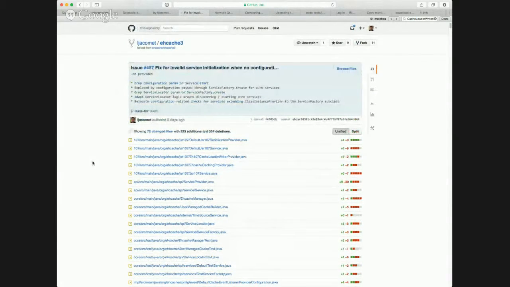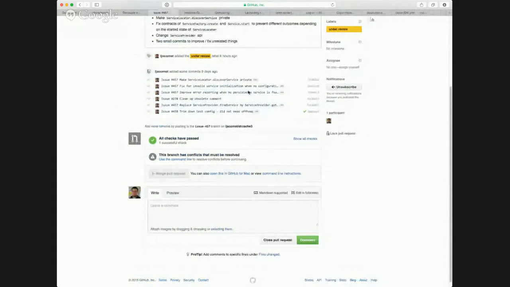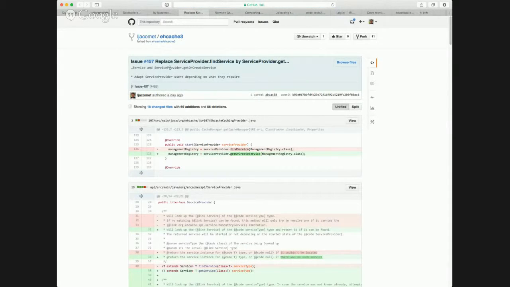The other thing I like is a subsequent change, which is what started this investigation, really. And so the idea is to say, I'm replacing service provider that finds service by service provider that gets service and service provider that get or create service. To make it very explicit as a consumer, whether you expect the service to be there, and if it's not there, you want it at all costs. That's the get or create. I mean, do your best to provide it to me. And the other one is get it, and if it's not there, then it means something is wrong.